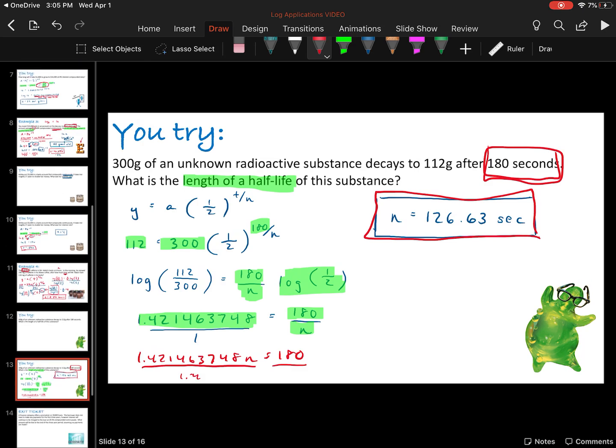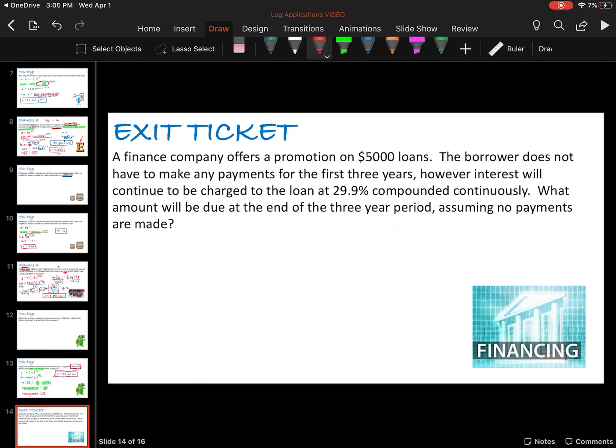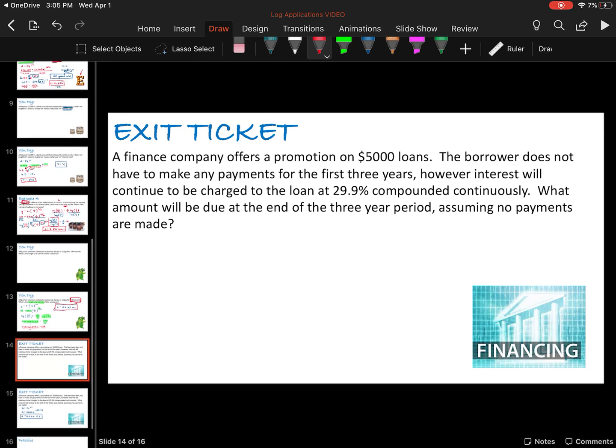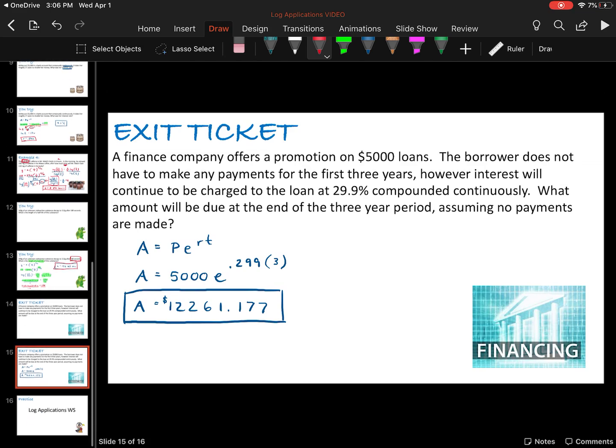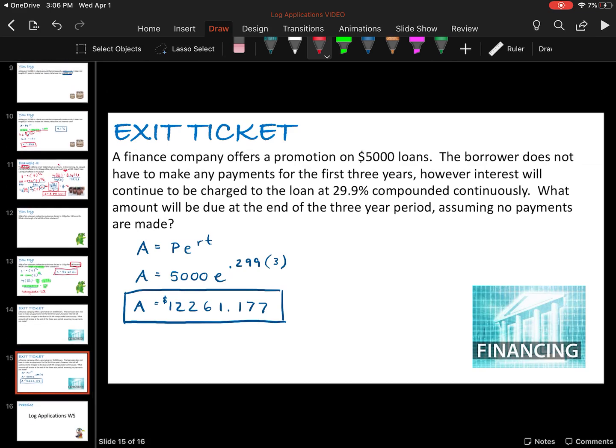Okay, so that's the last one for this. There is an exit ticket here that I recommend you try. It's really not requiring you to use log, so try it out, read through it, pause the video at this point. Once you get an answer, check it with mine. No logs required here. You're just plugging in different values. Just make sure when you see compound continuously, you use Pert as your formula.